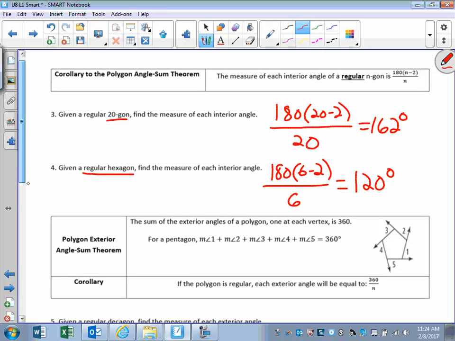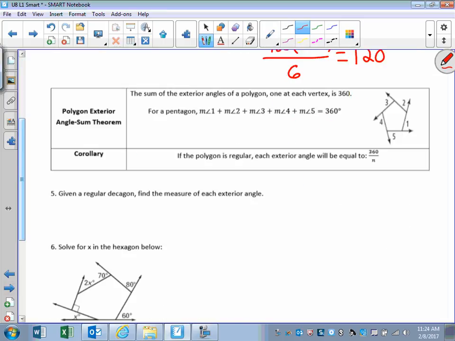Next, we have the polygon exterior angle theorem, which just says that the sum of the exterior angles of a polygon, one at each vertex, is 360. So if you add up all the exterior angles, you should get 360. The corollary to that is, if the polygon is regular, each exterior angle will be 360 divided by the number of sides. So again, not too hard.